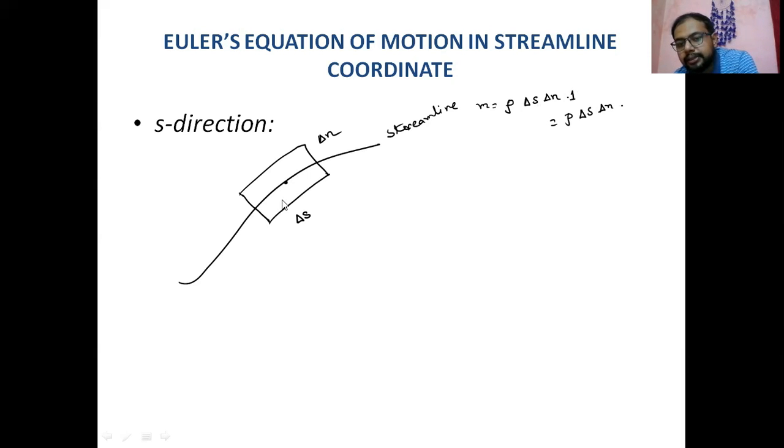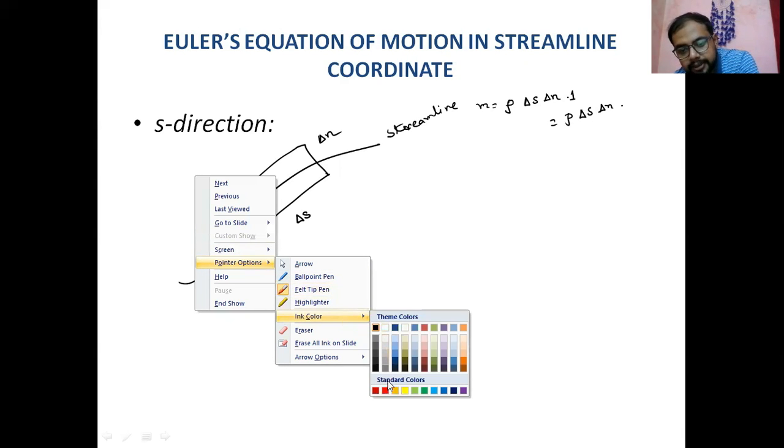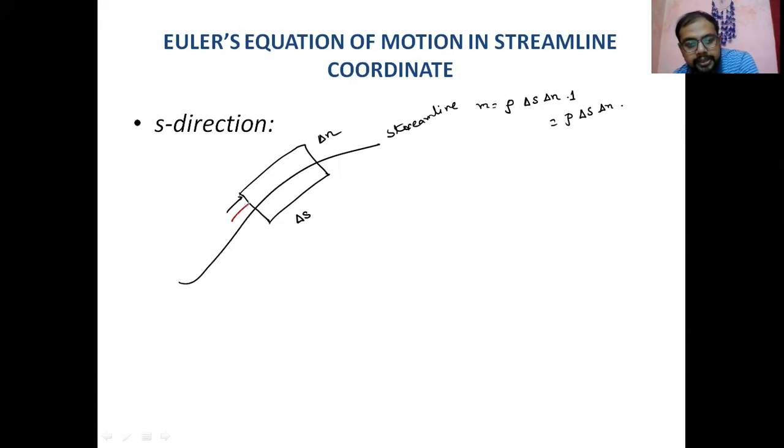What are the forces acting? Here the pressure force is acting over it. It is satisfied also in inviscid condition. So pressure is acting here, that is the pressure P. And here the pressure acting is P plus del P by del S into ds, where the higher order terms we are not considering. So that is the pressure.